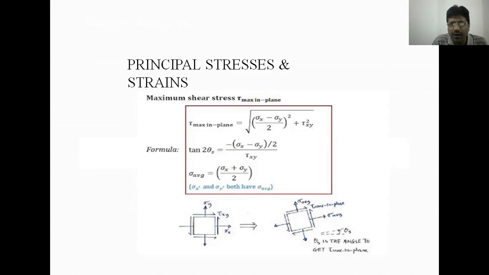So now we have found the plane along which principal stresses act, and the plane along which the maximum shear stress acts. Similarly, we have found the principal stress and principal strain. Similarly, we have found the angle along which the maximum shear stress acts, and at the same time the value of maximum shear stress, and at what angle this shear plane is inclined from the horizontal.